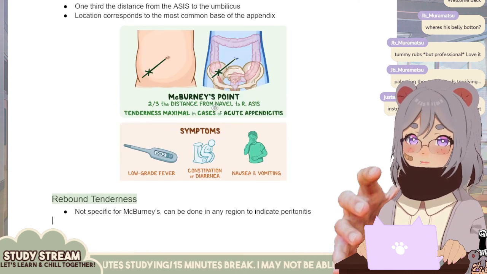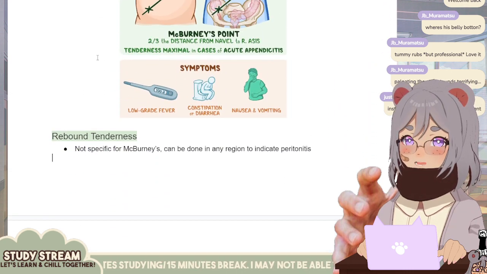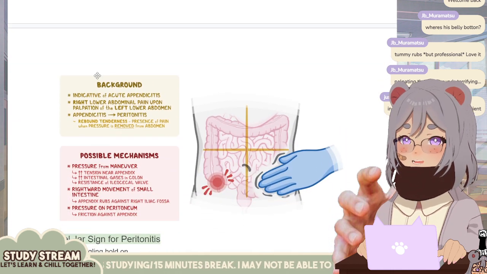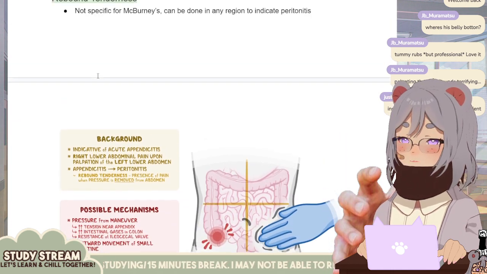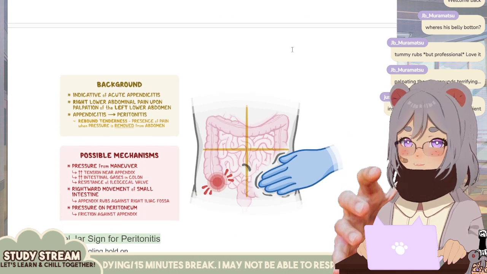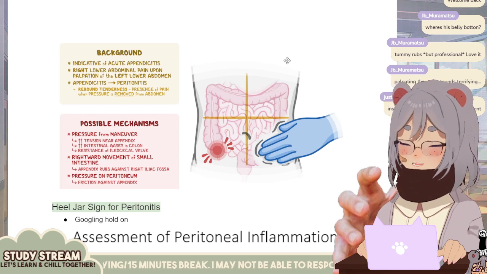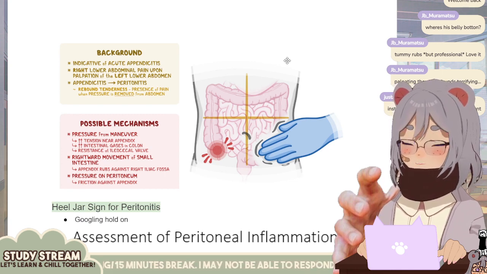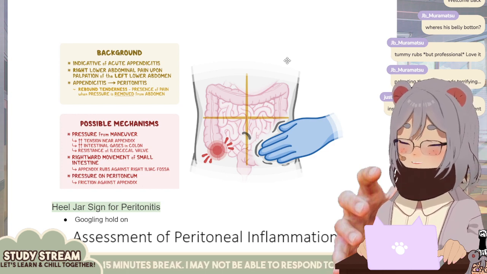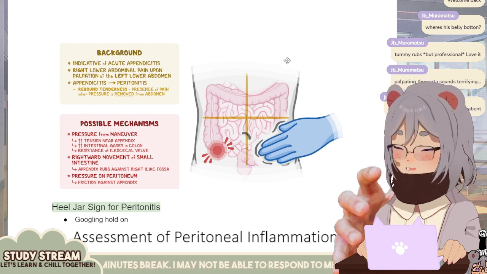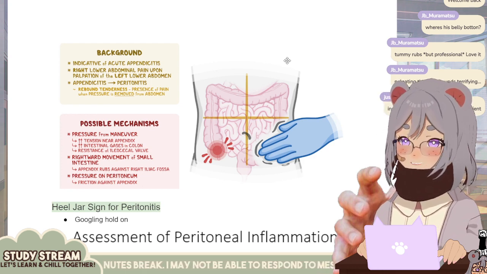Rebound tenderness. Similar to McBurney's point, where we kind of just push into someone and hope for the best. This can be done in any area to determine peritonitis, which is again that inflammation of the peritoneal layer in our tummy. You just press into these different areas, and the rebound is where you push in and quickly let go, push in, quickly let go, push in, quickly let go, and if that's aggravating them, they may be positive for peritonitis.